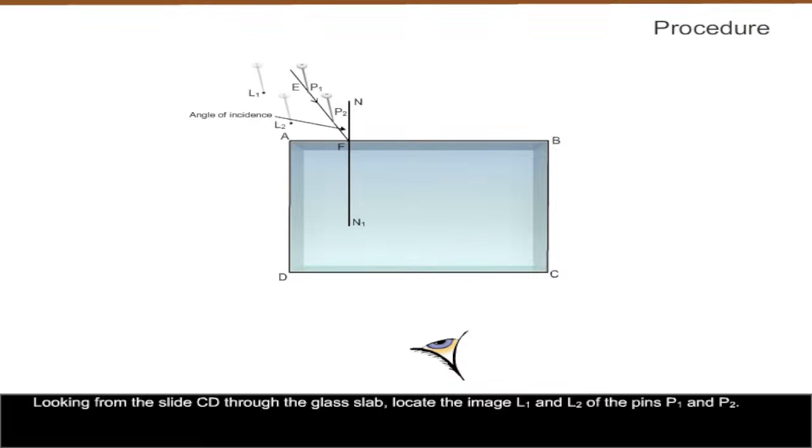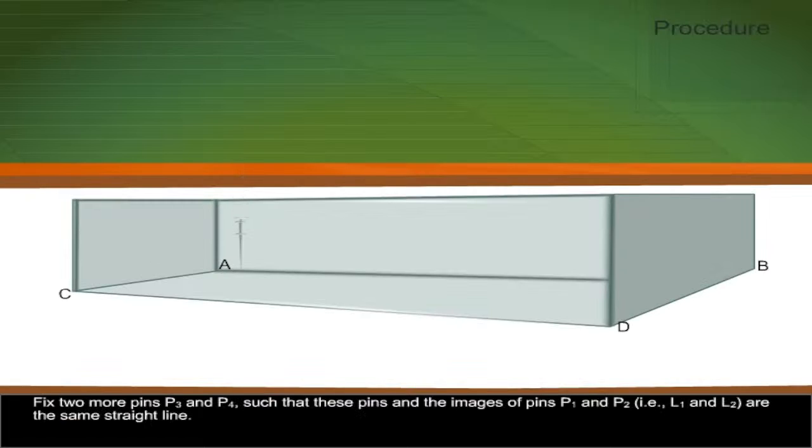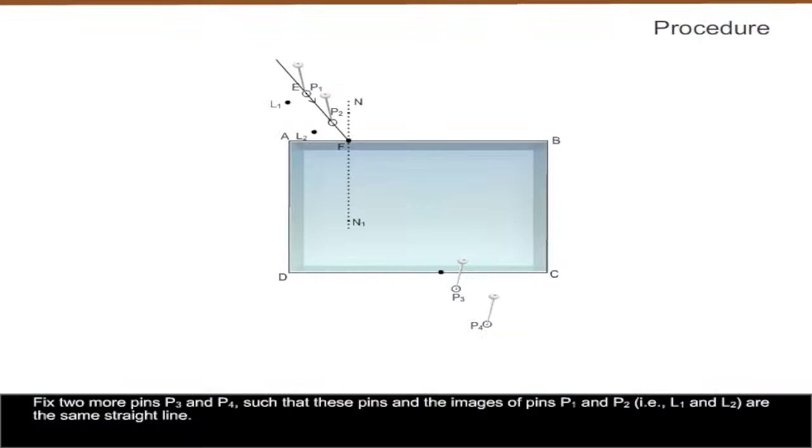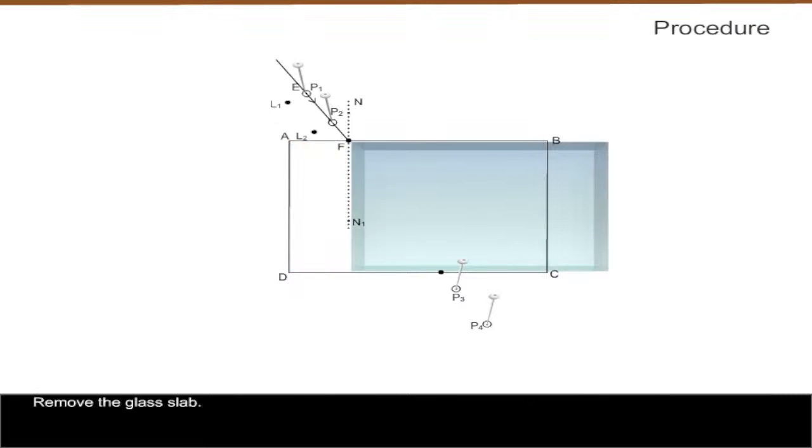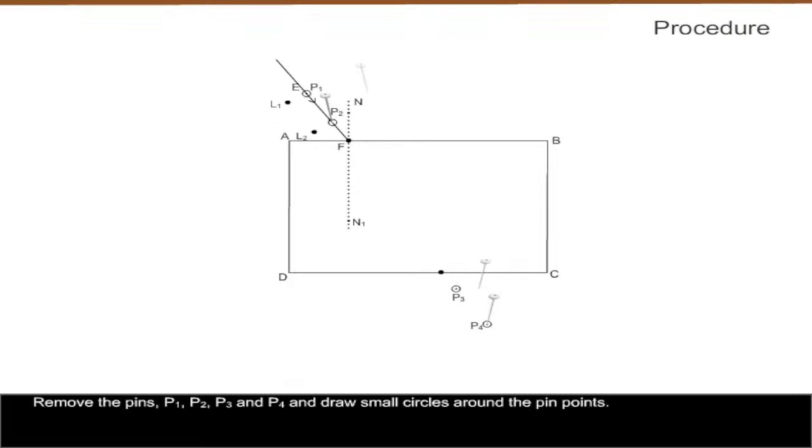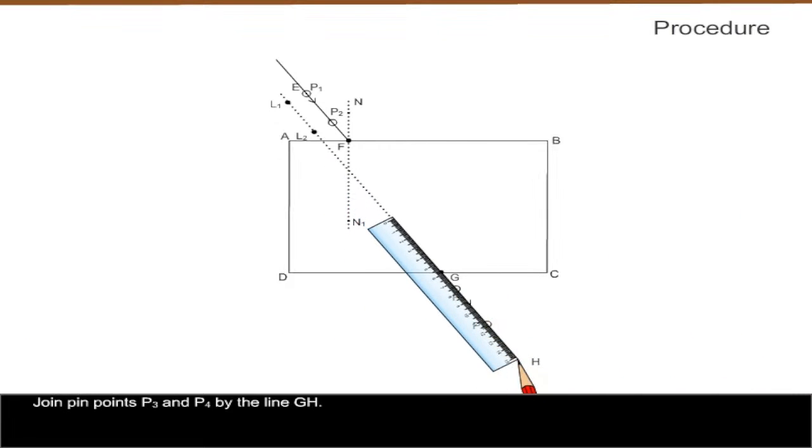Looking from the side CD through the glass slab, locate the images L1 and L2 of the pins P1 and P2. Fix 2 more pins P3 and P4 such that these pins and the images of pins P1 and P2, that is, L1 and L2, are in the same straight line. Remove the glass slab. Remove the pins P1, P2, P3 and P4 and draw small circles around the pin points. Join pin points P3 and P4 by the line GH.